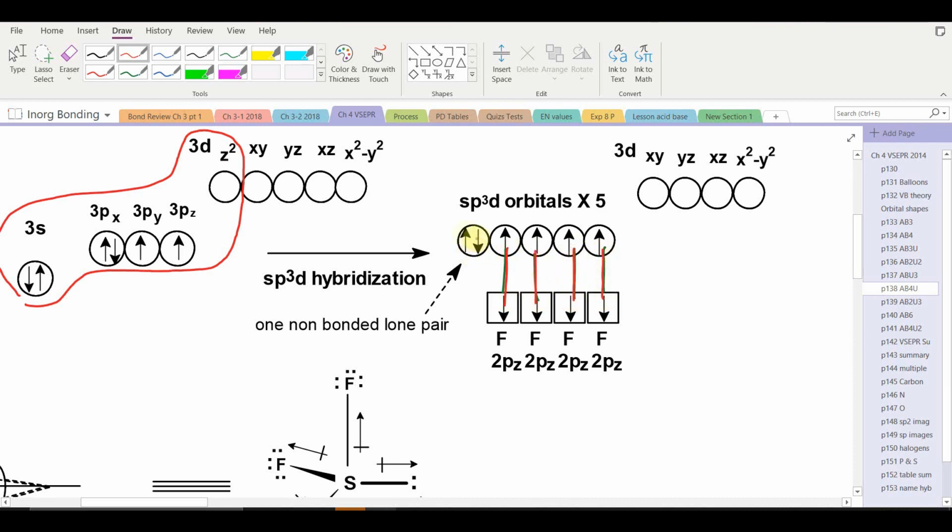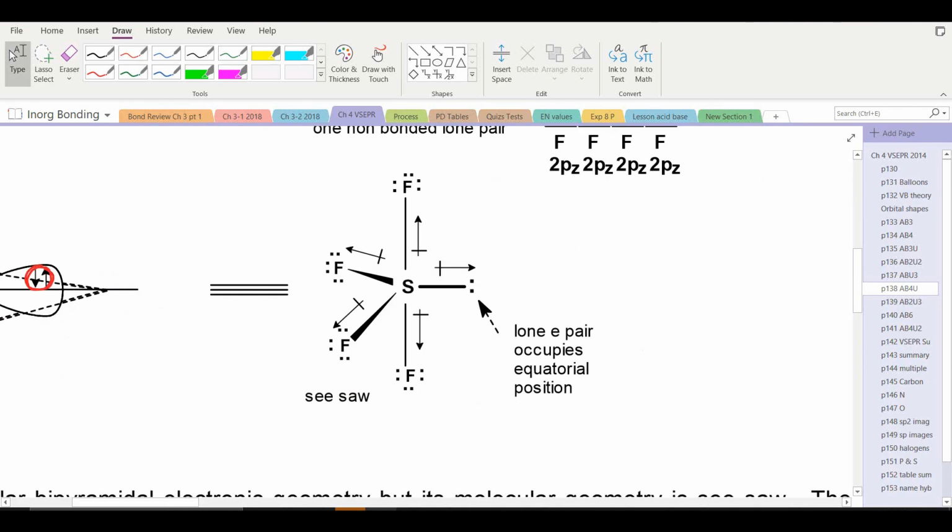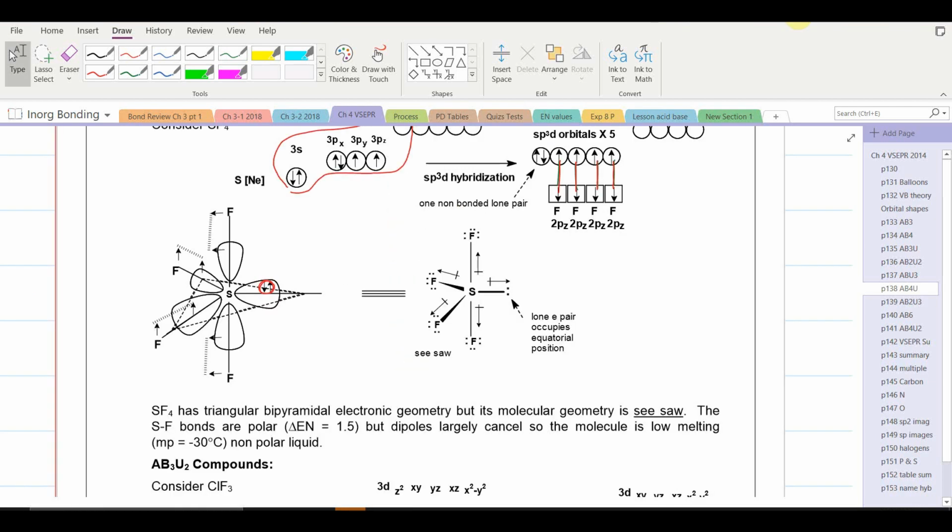The unshared pair of electrons is a lone pair that doesn't bond. The non-shared pair of electrons is in the equatorial plane. Because there's more room in the equatorial plane, there's a larger bond angle, and they take up more space. And if you can somehow picture this on your side, these are the legs of a teeter-totter, and this is the part where people sit on this teeter-totter. That's called a seesaw. SF4 has triangular bipyramidal electronic geometry, but its molecular geometry is seesaw.